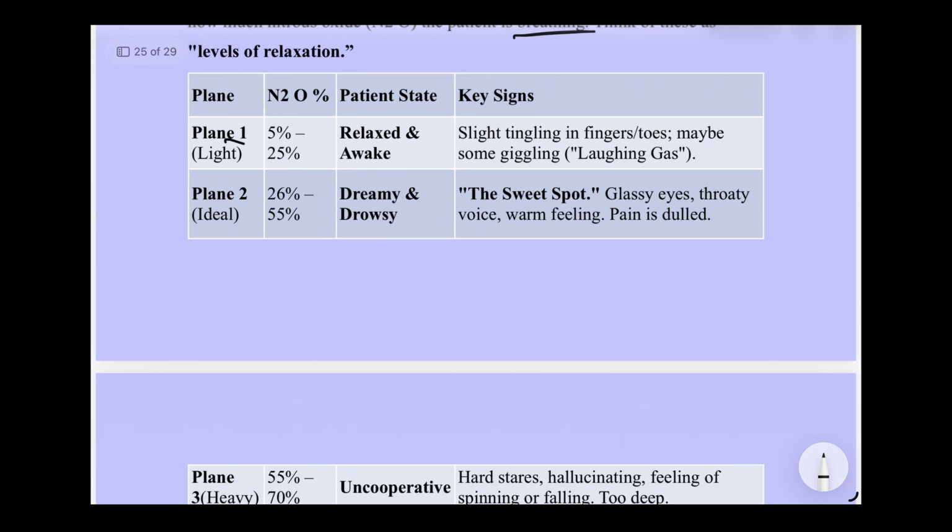So plane 1 is light, which is 5% to 25% nitrous oxide given: a relaxed and awake state, slight tingling in the fingers and toes, maybe some giggling because of laughing gas. Plane 2 is ideal, 26 to 55% given: a dreamy and drowsy state, the sweet spot, glassy eyes, throaty voice, warm feeling, and pain is dull.